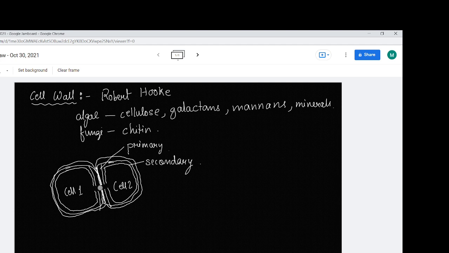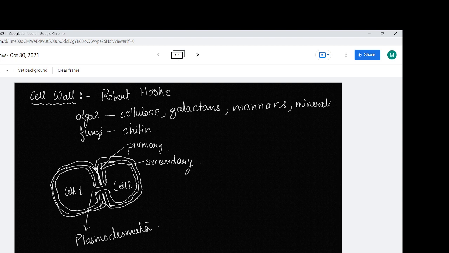So in between two cells, sometimes we see that the plasma membrane will remain fused. The plasma membranes of two cells remain fused, and this is called plasmodesmata, which forms a tunnel-like structure for transporting materials between the two cells. So this is called plasmodesmata. It is the connection between the two cells.